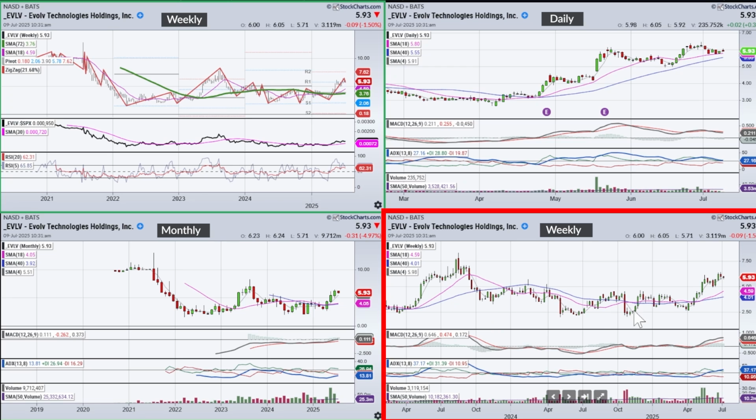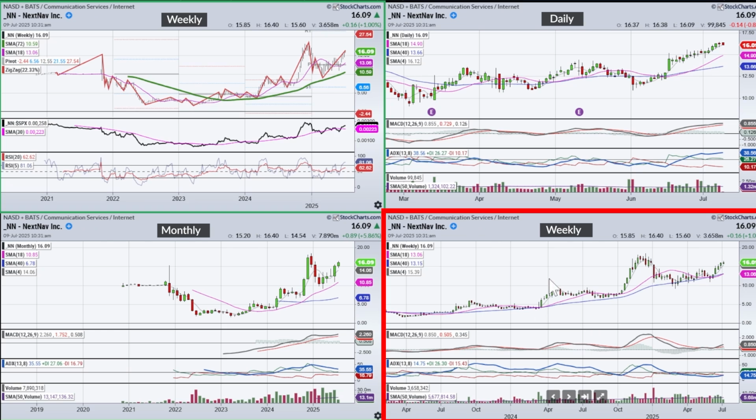EVLV is another really attractive one. This is one I highlighted for my subscribers on this pullback to 5. And I think this is still in a pretty good position. It needs a little bit of a pause here or consolidation to set up again, but definitely a stock I would be watching at this point.